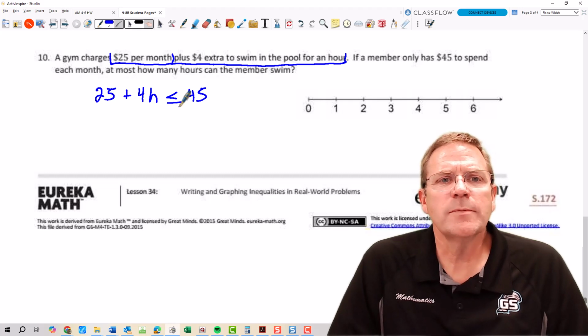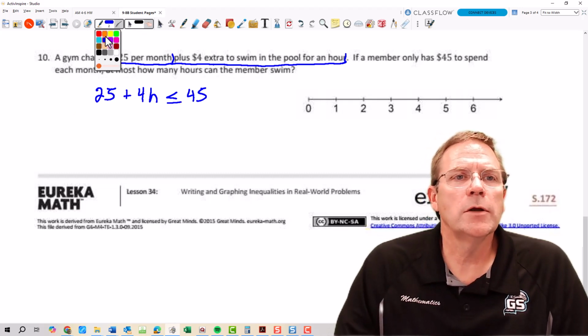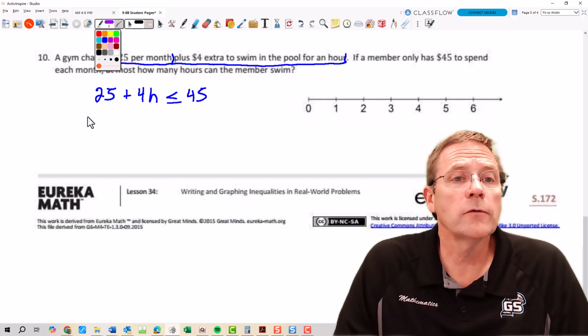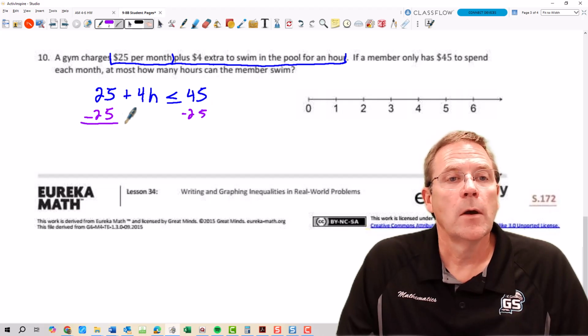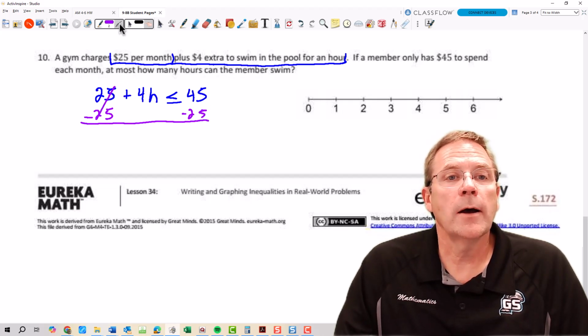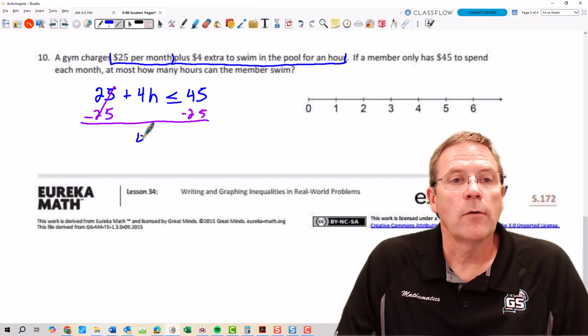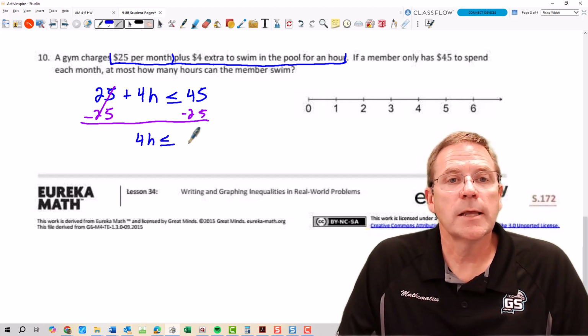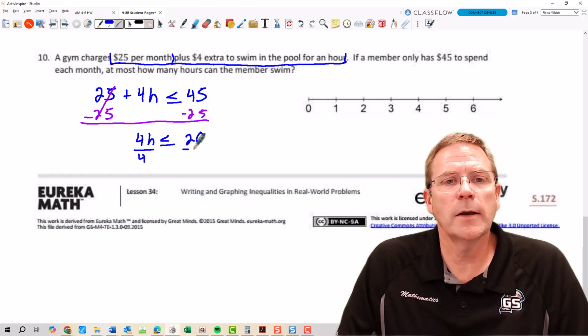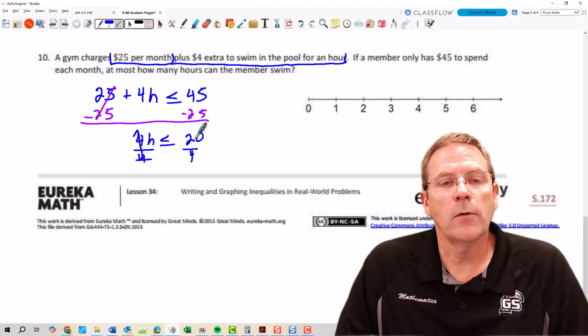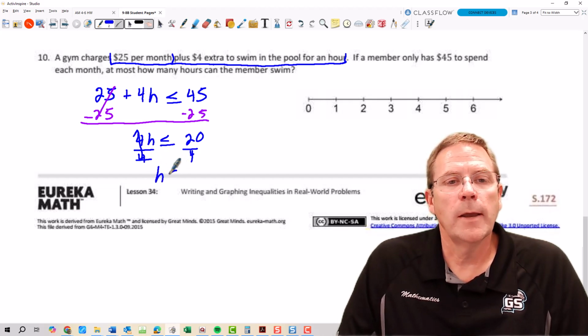When you're working these problems, the way we do it is we undo the addition and subtraction first. You've not been taught this, where you're going to subtract 25 on both sides. When we do that, these zero out, and they leave me with 4 times hours is less than or equal to 20. From there, it's just like the other problems, where we divide both sides by 4. These 4s divide each other out, and then 20 divided by 4 makes his hours have to be less than or equal to 5.